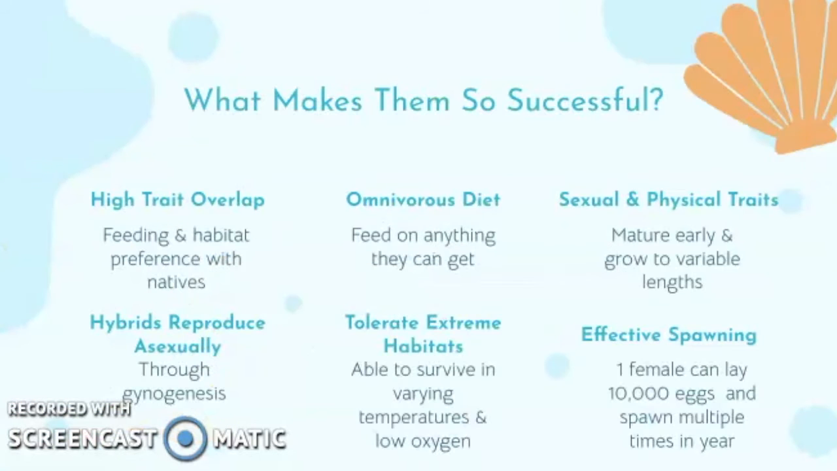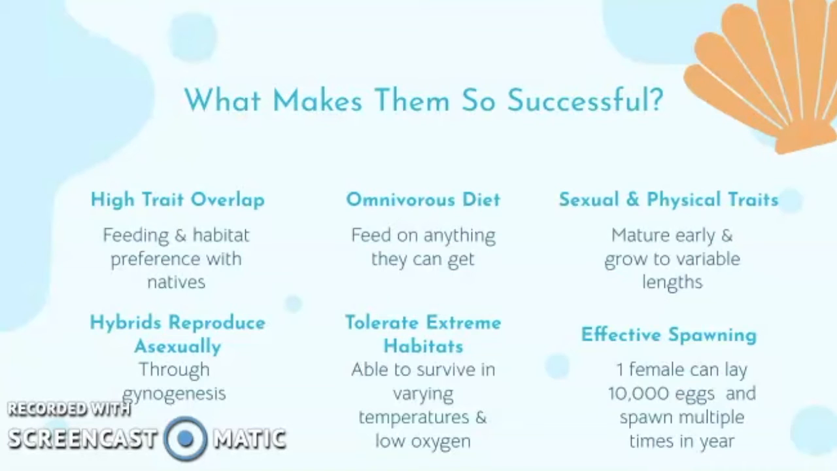What makes them so successful? High trait overlap. So they have similar feeding and habitat preferences with native fish species. Omnivorous diet. They can feed on pretty much anything they can get. Sexual and physical traits. They mature early and grow to variable lengths. Hybrid reproduce asexually. So they do this through gynogenesis, which is when they parasitize the sperm from other Cyprinidae fish species to initiate the development of eggs, and this interferes with the native fish spawning seasons.